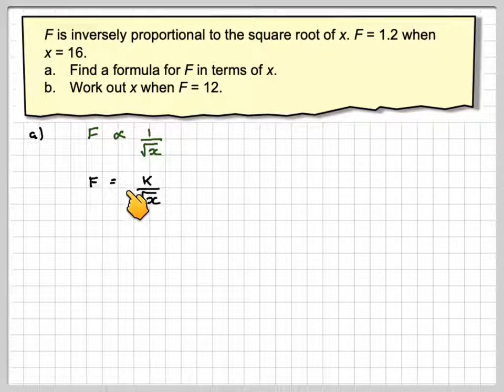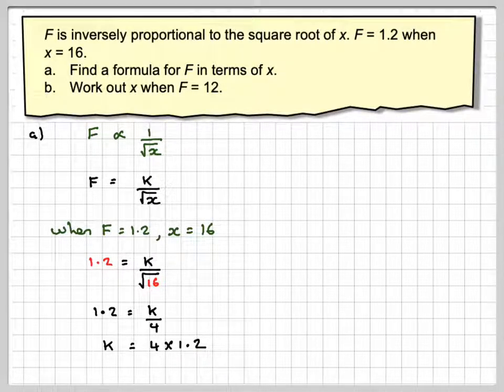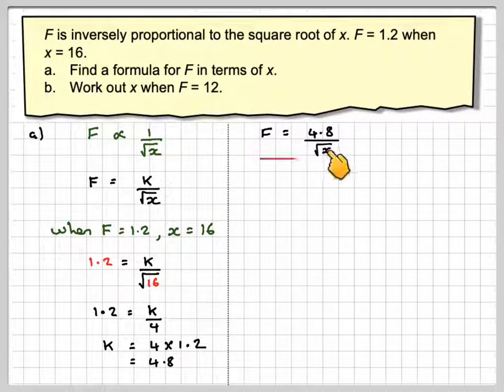So substituting that into our formula, when f is 1.2, x is equal to 16, we get 1.2 is equal to k over square root of 16. 1.2 is equal to k over 4, square root of 16 is 4. And therefore k will be equal to 4 times 1.2, which is 4.8. So we go back to our formula. Now putting in our value of k, we get that f is equal to 4.8 over root x.